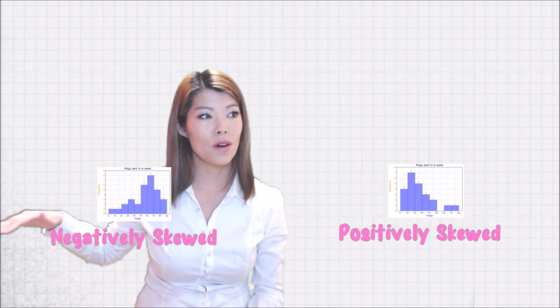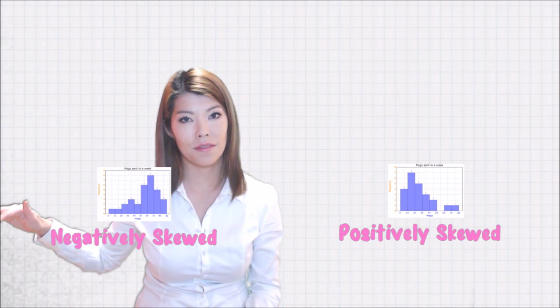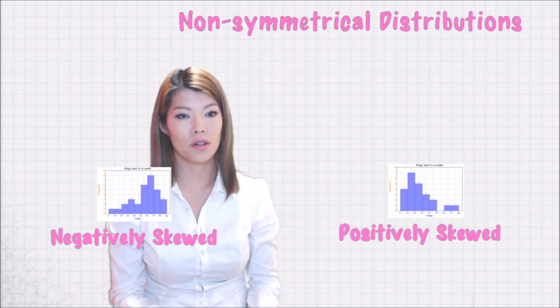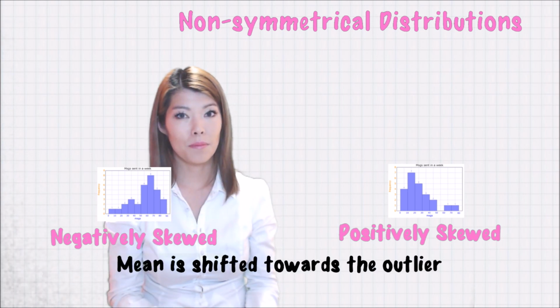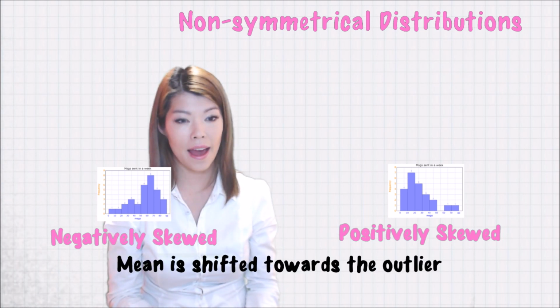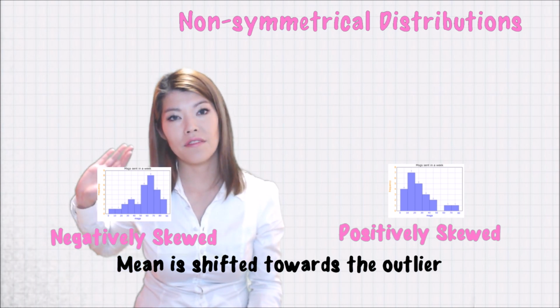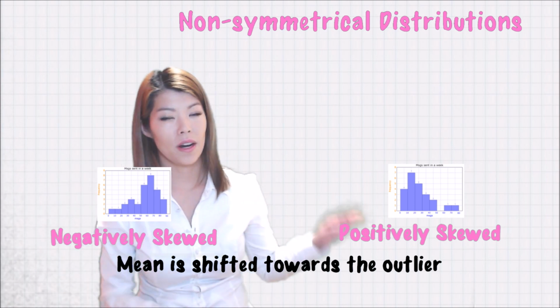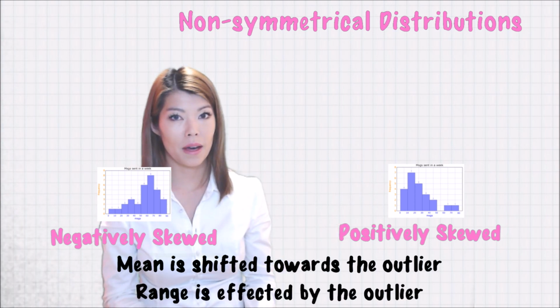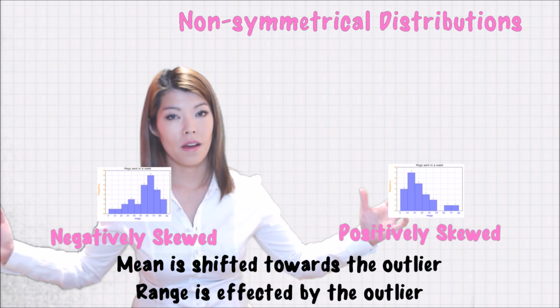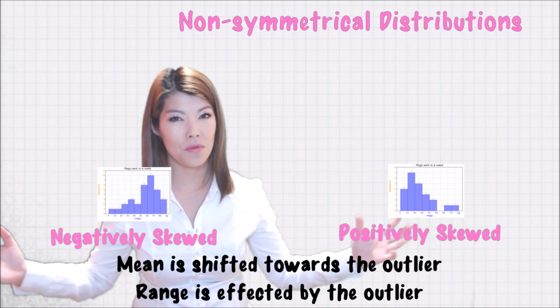And you've guessed it, if this is positively skewed, the negatively skewed would have a trail of numbers trickling towards the left. These are called non-symmetrical distributions because they're not symmetrical. The mean in both cases is shifted towards their outliers. So the negatively skewed would have the mean shifted to the left, whereas the positively skewed was shifted to the right. And the range is also affected by the outlier. It's being moved further apart, so you get a bigger range.